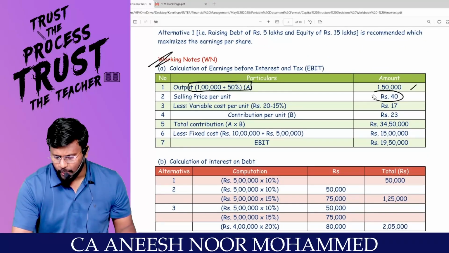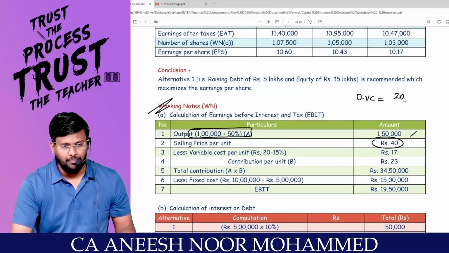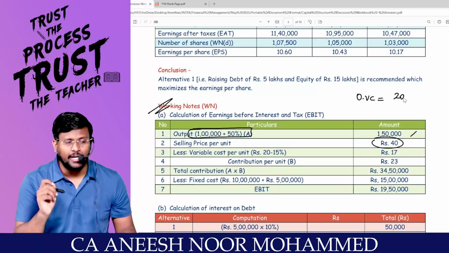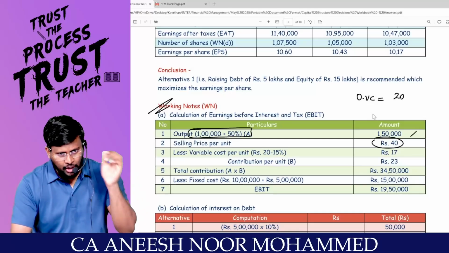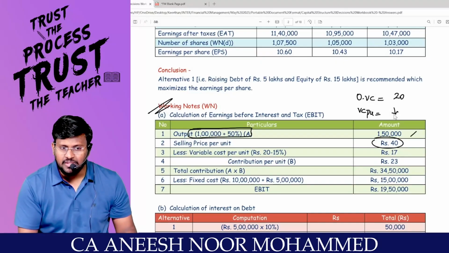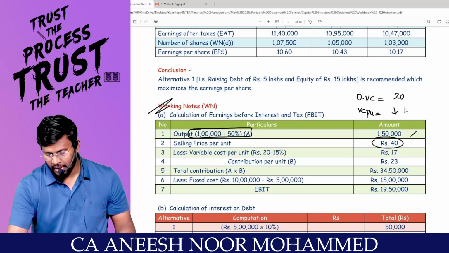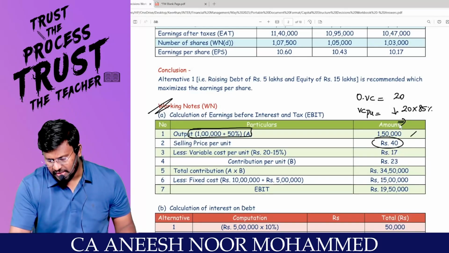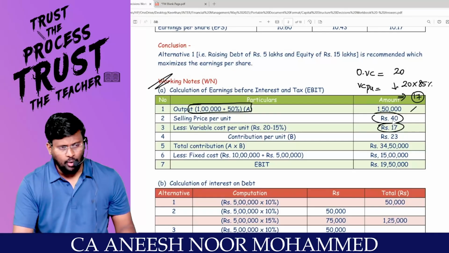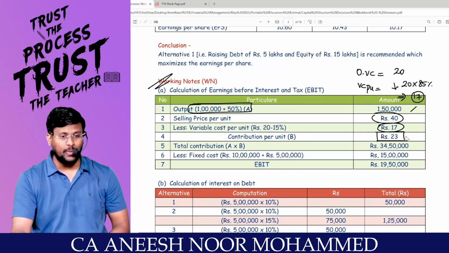So what is the selling price per unit? 40. Sir, what is the old variable cost? 20. Because of the increase in production, we can enjoy economies of scale. Because of economies of scale, variable cost per unit reduces by 15%. That means the new variable cost will be 85% of the existing. Correct? So 20 into 85% comes to 17 rupees. Comfortable? So the new contribution will be 23 rupees per unit.